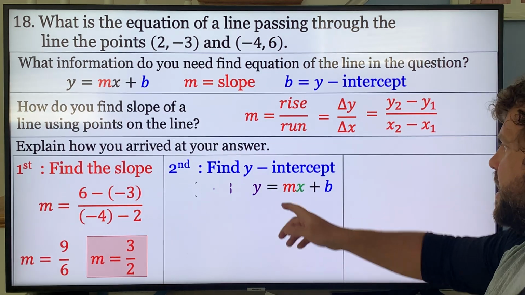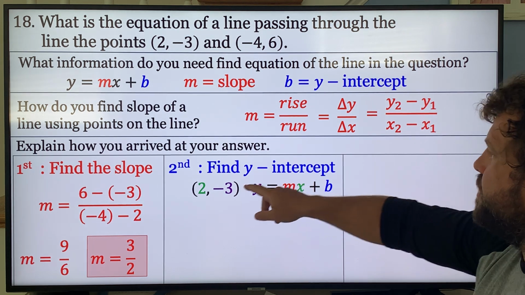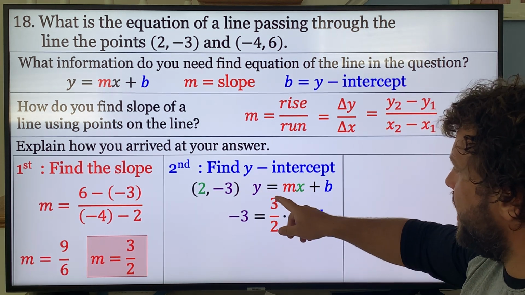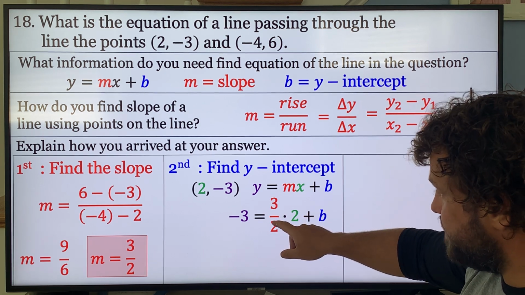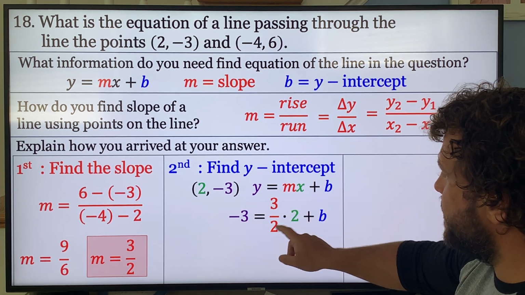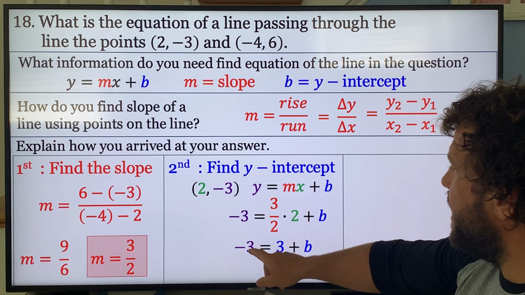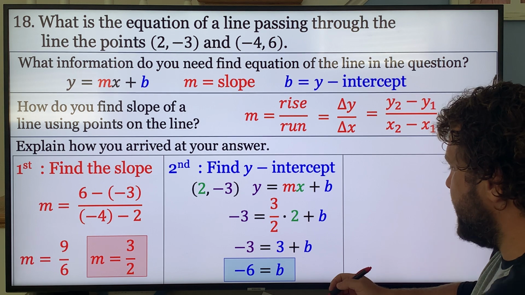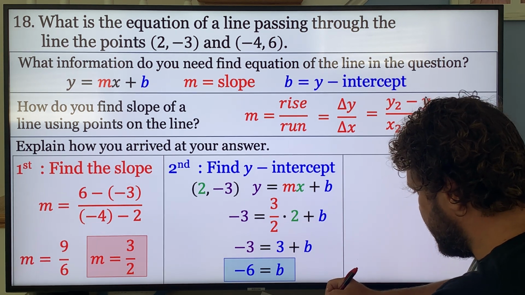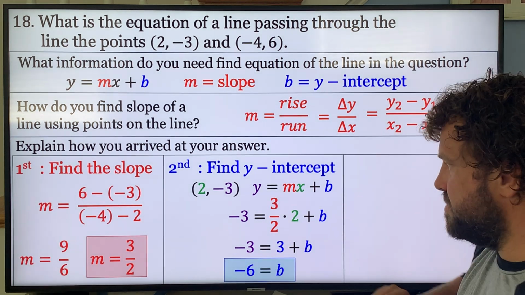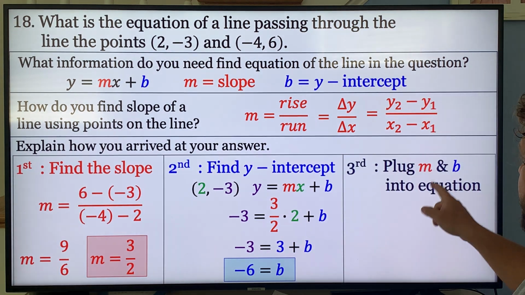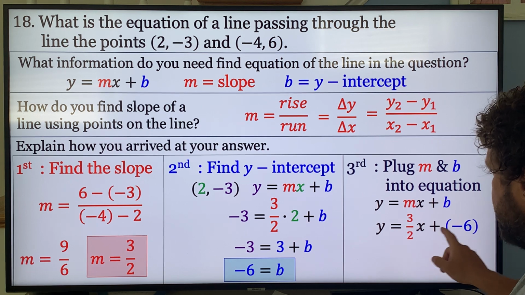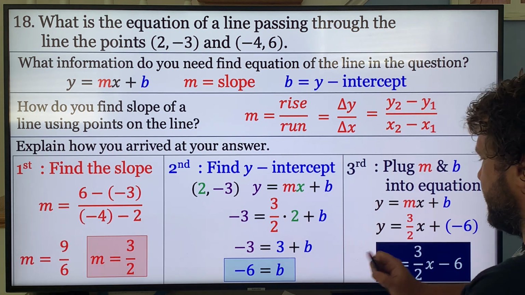So you're going to find b. y equals mx plus b. You're going to plug in your y, -3, and your 2 for x, and your m is -3 over 2. So -3 equals -3 over 2 times 2 plus b. -3 equals -3 plus b, and b equals 0. Third step, plug your m and b into the equation. y equals -3/2 x plus 0, so y equals -3/2 x.